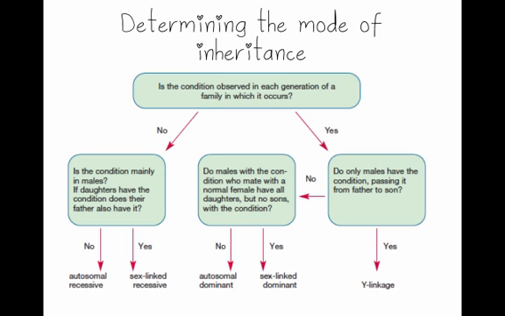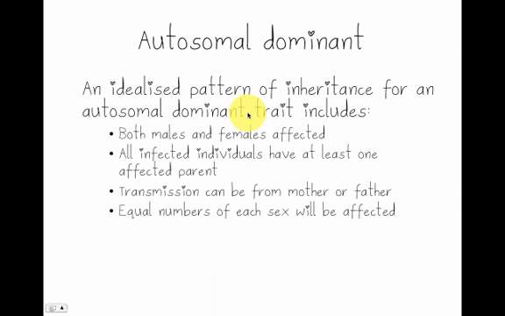So these are the rules for determining the mode of inheritance. So like I said before, whether it's recessive or dominant, and whether it's autosomal or sex-linked. So these rules we're going to go through. They look quite big, but it's not going to take too long to remember all these rules. So let's have a go.